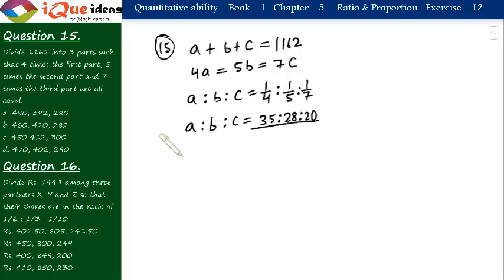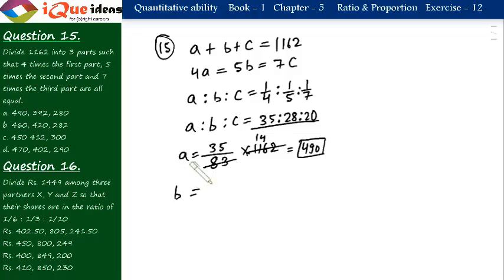Let's say the first value A is 35 divided by 35 plus 28 plus 20, that will be equal to 83, into 1162. Now you can see that 83 will cancel 1162 14 times. Let's check. 14 3s are 42. So 4, 14 8s are 112, right? So it cancels 14 times. So 14 into 35 would be equal to 490. So the first value is 490.